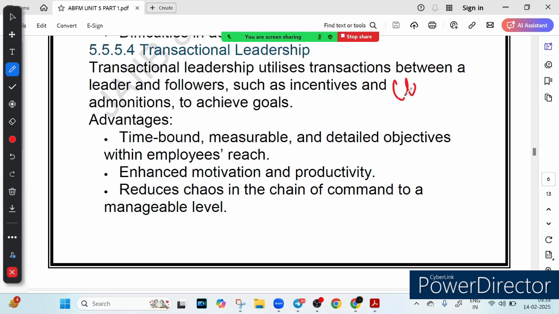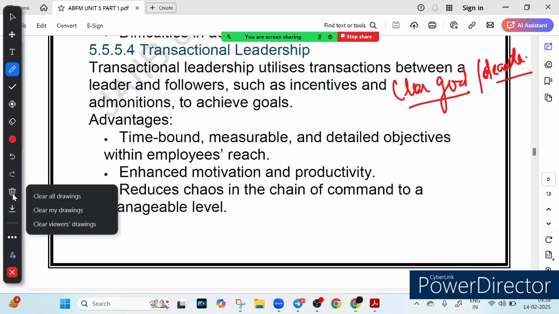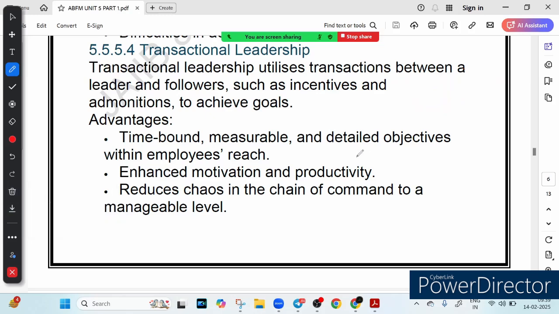So let me write it down. Clear goal, clear deadline. So it works the best. Second point, when motivation through reward boosts performance, and when maintaining order and structure is a priority. So what are the pros? The pro is clear goals and deadlines, right? So employees know exactly what to do. It boosts motivation, it enhances motivation.